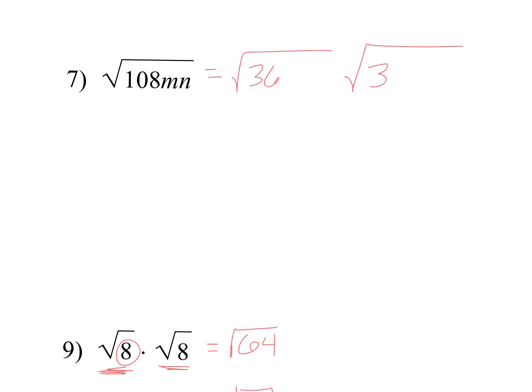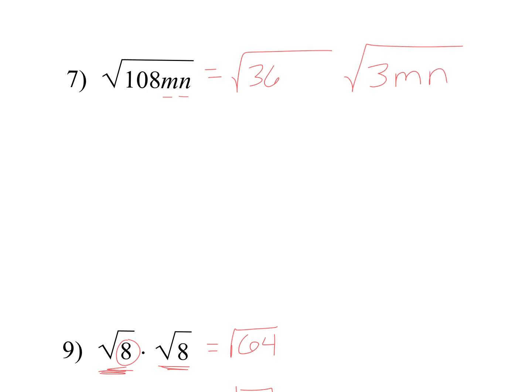Okay, how many different variables do we have? We have 2. We have m and an n. Let's work with m first. Is m perfect? How many do I have? I have 1. Can I break that up at all? No. So is it good or bad? It's bad because I can't take the square root of m. So m goes in the bad. Well, what about n? Same thing. N also goes in the bad.